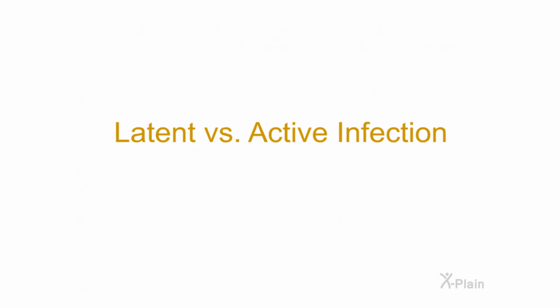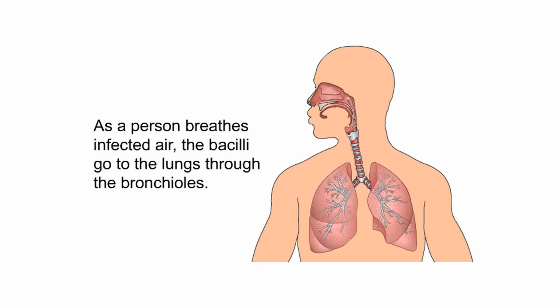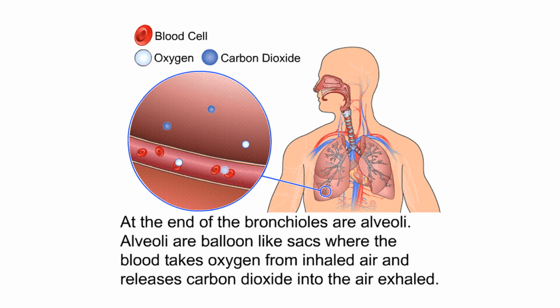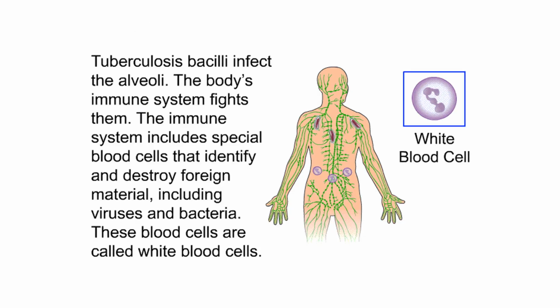Latent versus active infection. As a person breathes infected air, the bacilli go to the lungs through the bronchioles. At the end of the bronchioles are alveoli. Alveoli are balloon-like sacs where the blood takes oxygen from inhaled air and releases carbon dioxide into the air exhaled. Tuberculosis bacilli infect the alveoli.